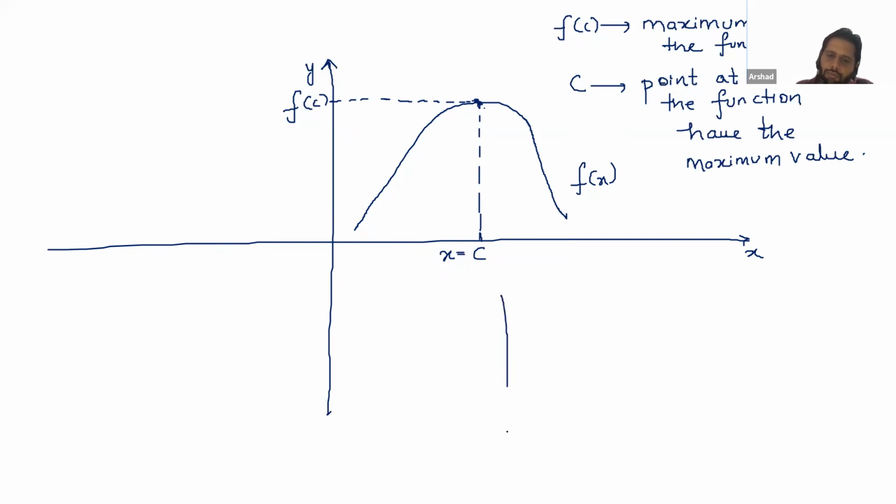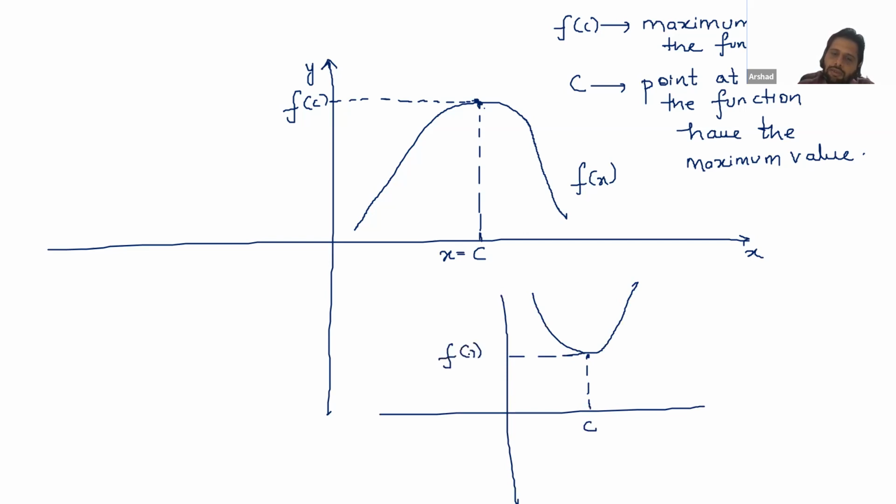Similarly, if you draw one more graph like this, and we have this function. Suppose we have this point C, and this is your function f(c). So here f(c) is the minimum value of the function, and this is at point C. I hope from the graph you can understand what is meant by maximum and minimum value of a function. This chapter is maxima and minima.